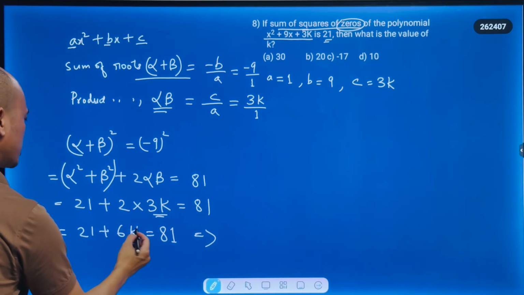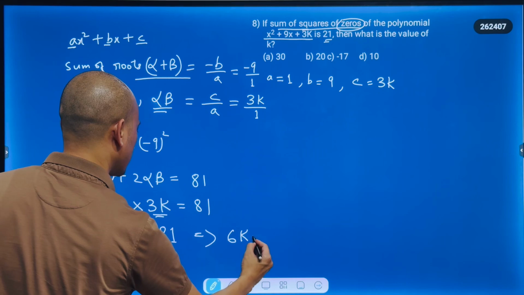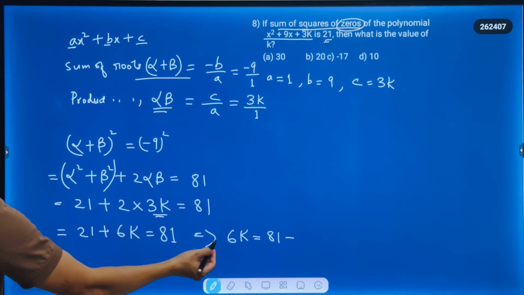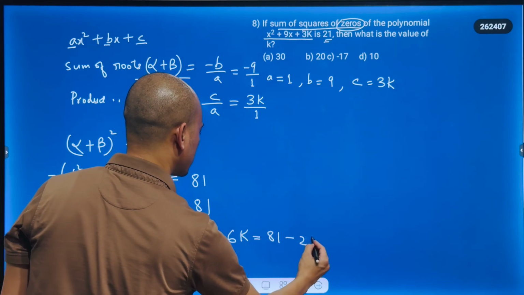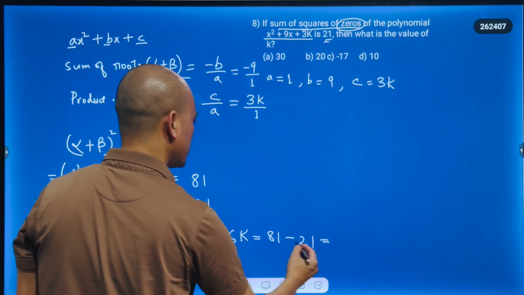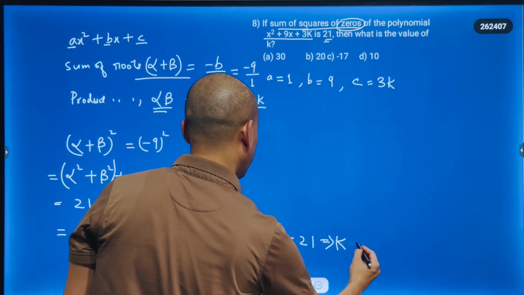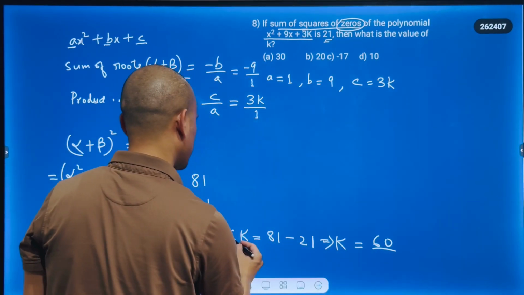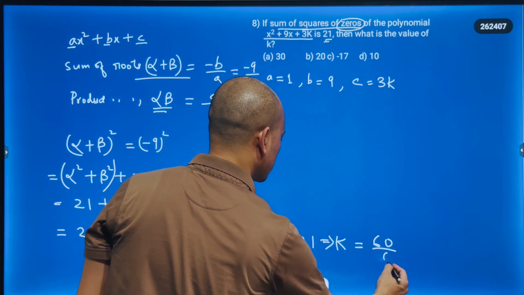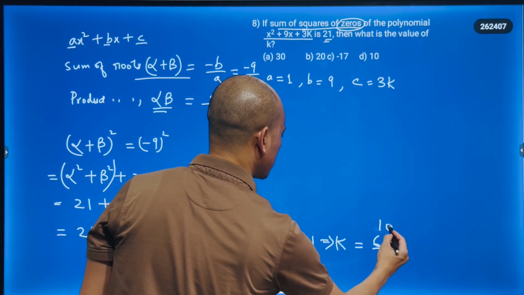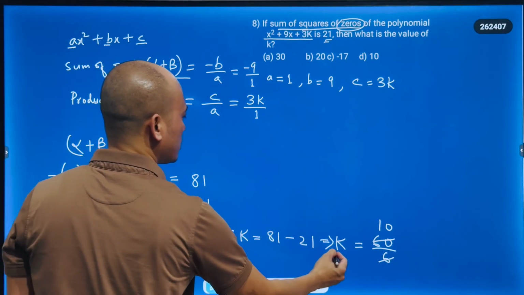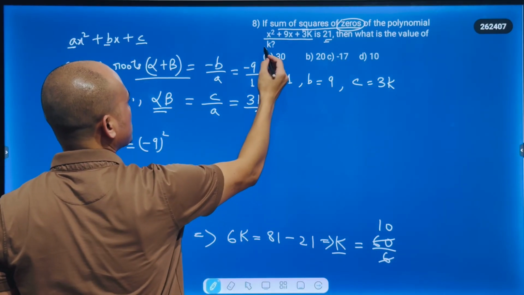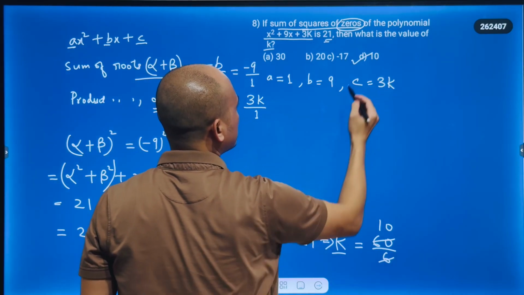So 6k will be how much? 6k is equal to 81 minus this 21. If it goes to the right, it will be minus 21. So 81 minus 21 is equal to 60. So this 6 we move to the right side, 60 by 6. 6 10s are 60. So the value of k is 10. The question asked was what is the value of k? So option D is the correct answer.